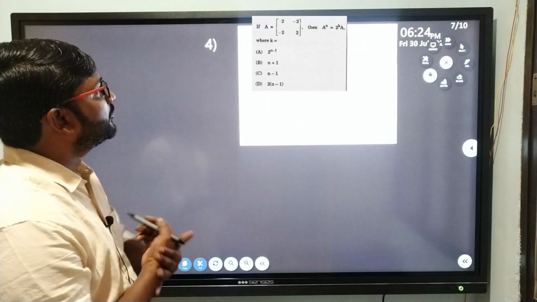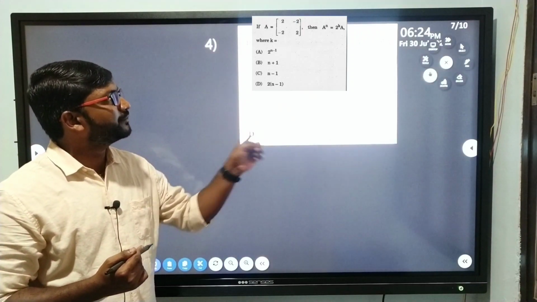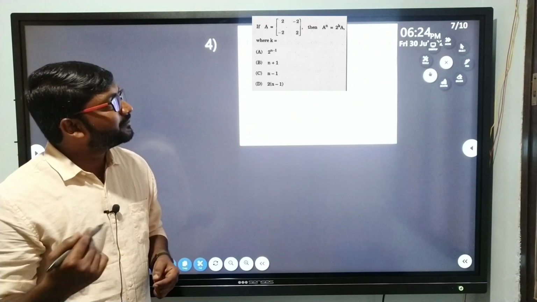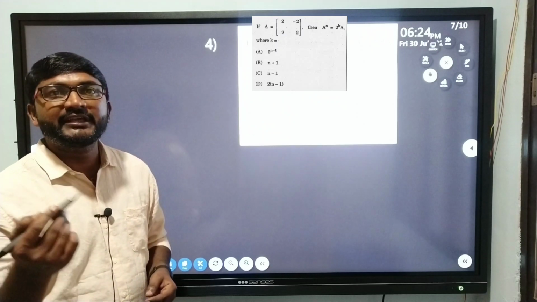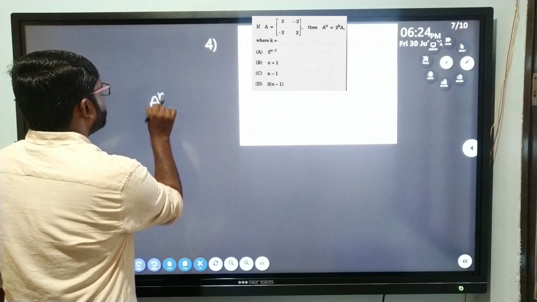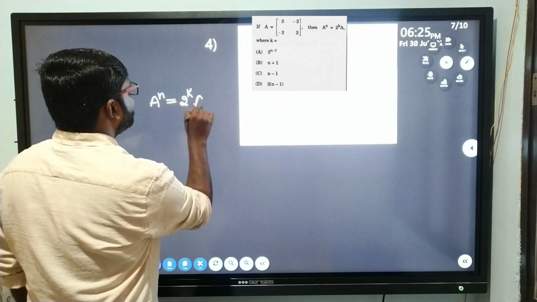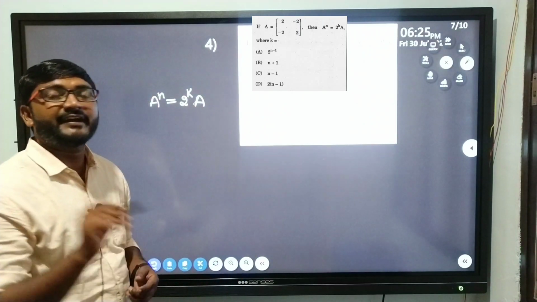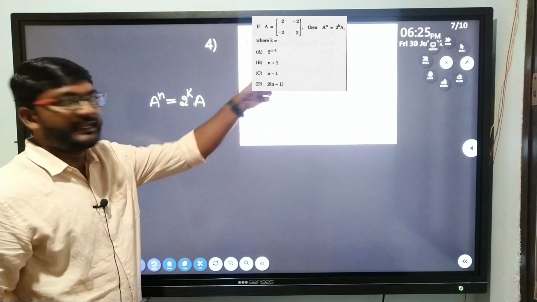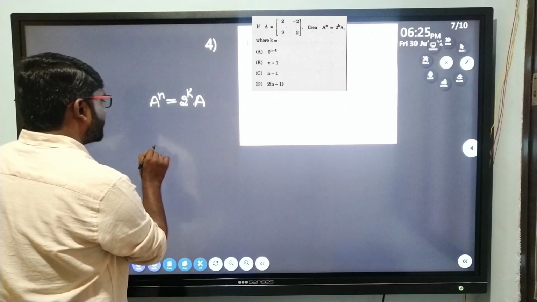Question number 4: if A is equal to [2, -2; -2, 2], then A to the power n equals 2 raised to k into A. Here we have to find the value of k. So I'll go for A square now.